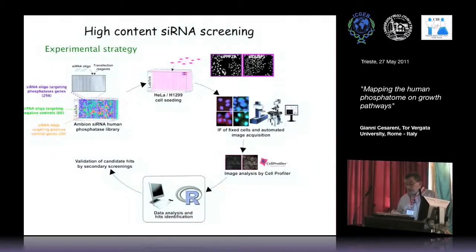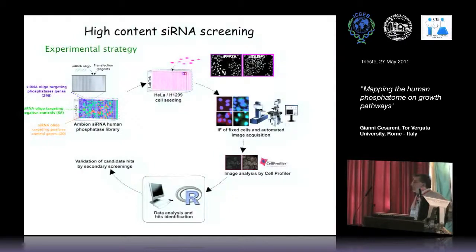In order to approach it in a high throughput fashion, she used a technology that has been developed over the past few years, where you have a collection of small interfering RNAs that you print on glass slides together with transfection reagent.